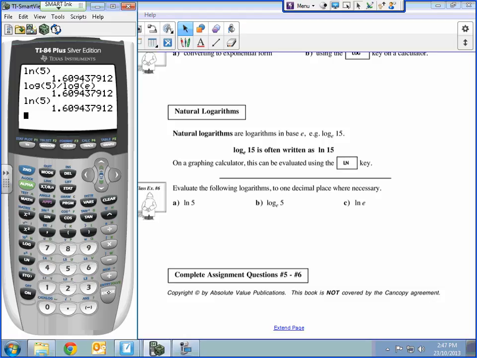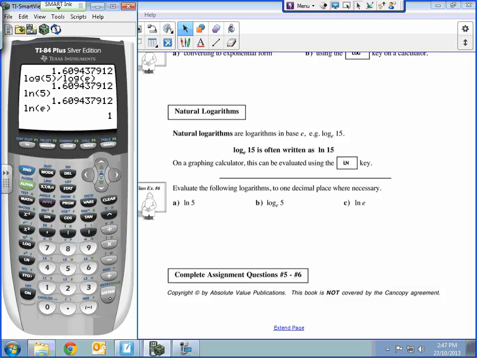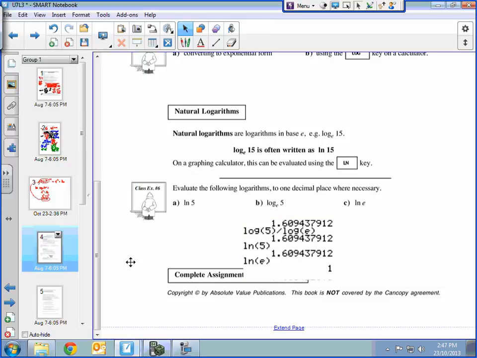What's the natural log of e? 1. Because if I have the argument and the base the same, it'll always equal 1. That was a rule that we had before. Are there any questions with how to use your calculator? Because it's pretty important.